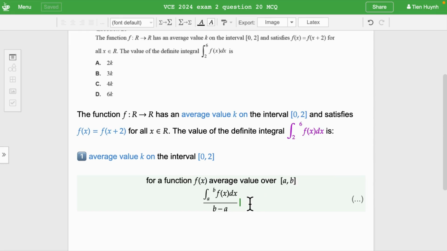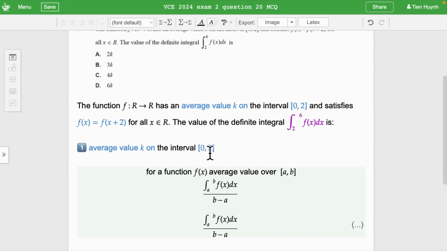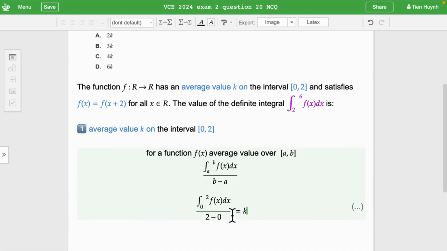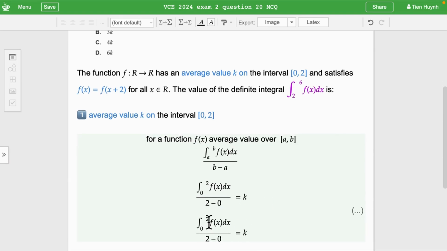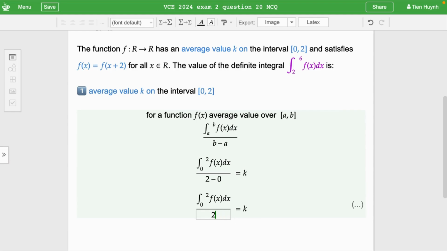And we know that in the question, the average value of the function over the interval from 0 to 2, so b is 2 and a is 0, would give us k. So if I replace a with 0 and b with 2, that gives us k. It means that the integral of the function from 0 to 2 of f of x dx divided by 2 is k. Therefore, that integral will be 2k. I hope it makes sense.